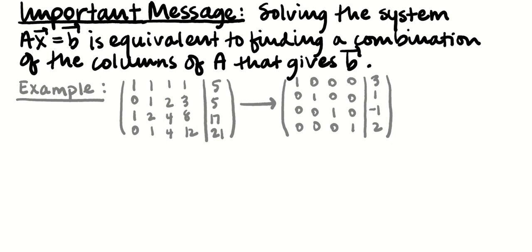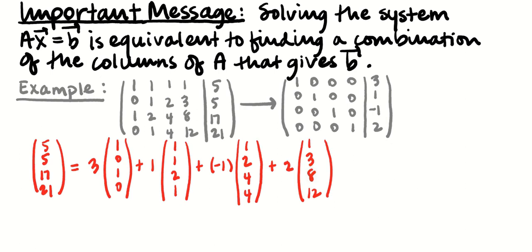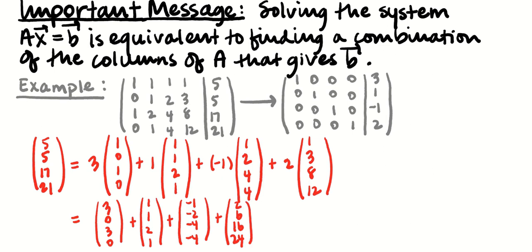But what I'm proposing is the vector 5, 5, 17, 21 can be written as 3 of the first column plus 1 of the second column plus -1 of the third column plus 2 of the fourth column. And let's actually distribute those numbers and convince ourselves. I'll let you check for yourself, but the most surprising ones would be the 17 and the 21. That 17 is 3 plus 2 is 5, minus 4 is 1, plus 16 is 17. And for the 21, I've got 0 plus 1 plus 20. You can check to see that the other two work, and they do.